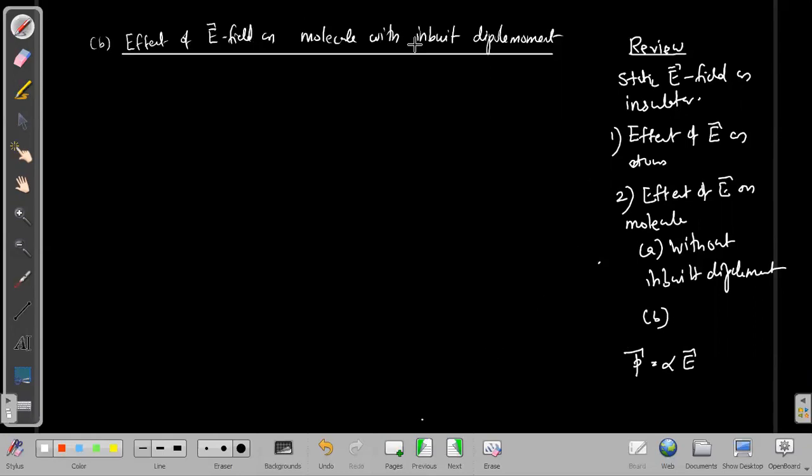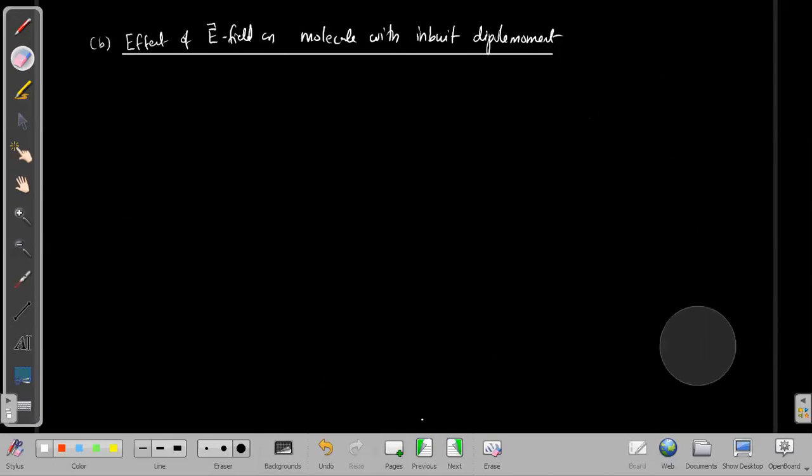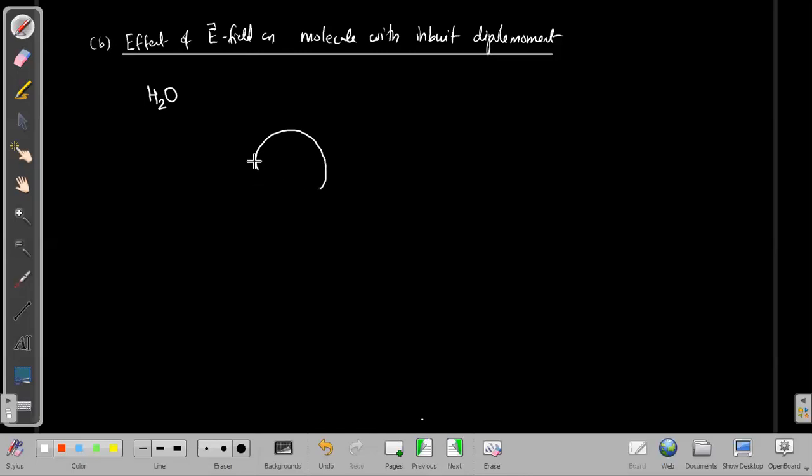So today we'll start with what is the effect of electric field on molecule with inbuilt dipole moment. So we can just erase these things. Okay, so we can take one example, the molecule with inbuilt dipole moment. The better example is water. The water molecule. In case of water molecule, there are two hydrogen atoms and one oxygen atom. So oxygen, the bigger one, and two hydrogen here to it.